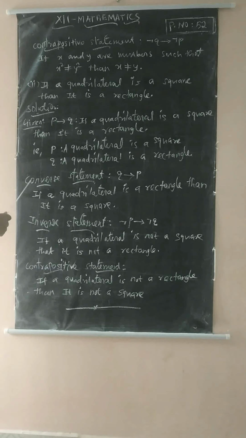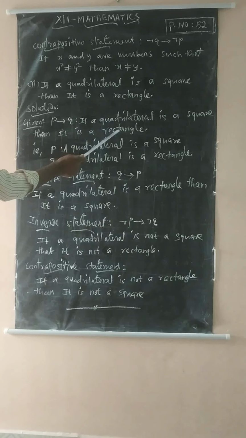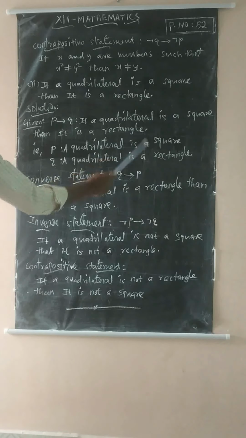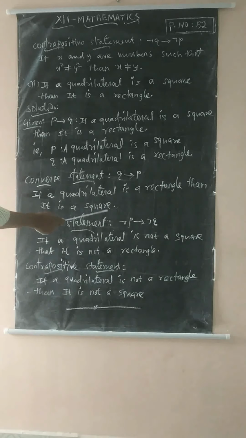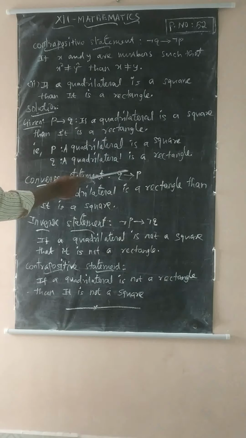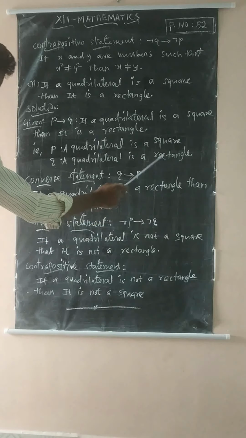Okay. First we write the converse statement. Converse means Q conditional to P. So here rectangle and square change places. So if a quadrilateral is a rectangle, then it is a square, which is the converse statement. Okay, next the inverse statement is nothing but in the conditional statement, apply not to the first statement, and the second statement is also not. Inverse statement: negation P conditional to negation Q.